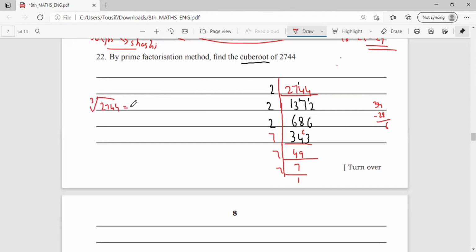So we are finding the cube root of 2744. The factors should be represented under the cube root. In the place of 2744, we write down its factors: 2 into 2 into 2, and in the same way 7 into 7 into 7.